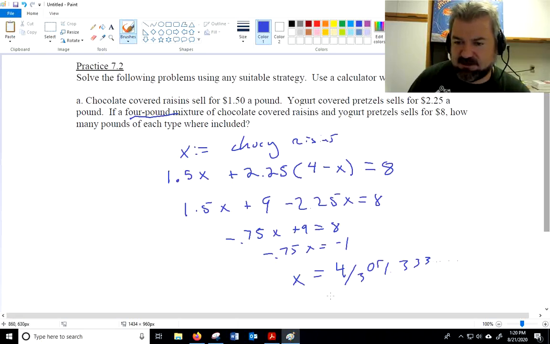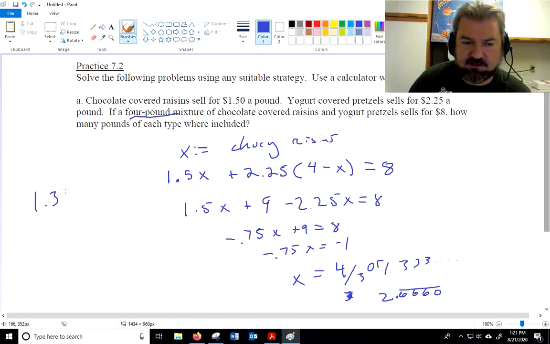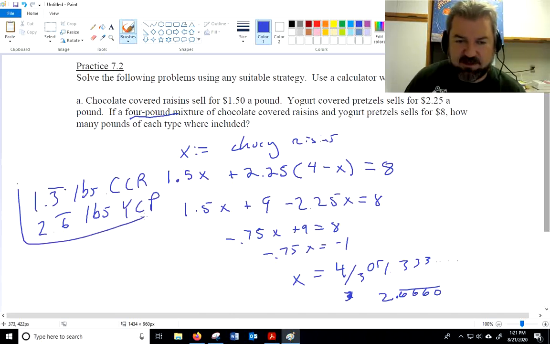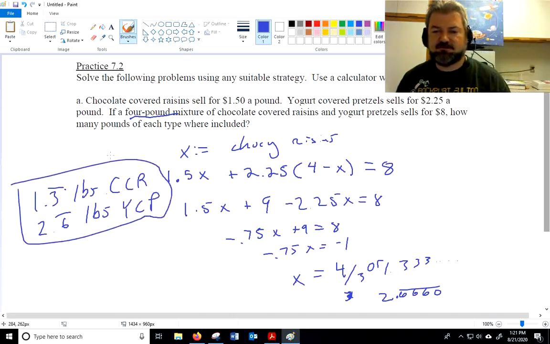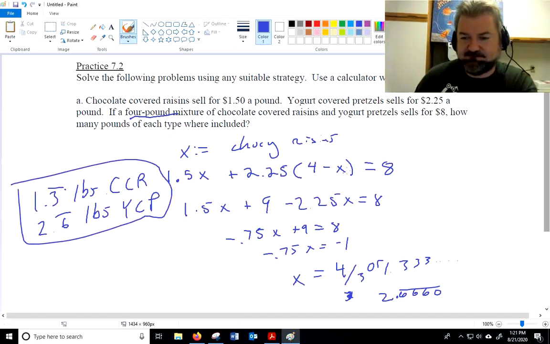So then that makes the answer for the other, minus that, which is, what is that, 2.6 repeating. So we have 1.3 repeating pounds of the chocolate-covered raisins. We have 2.6 repeating pounds of the yogurt-covered pretzels. And that's what we got. And that adds up to 4 and should give us the right price.